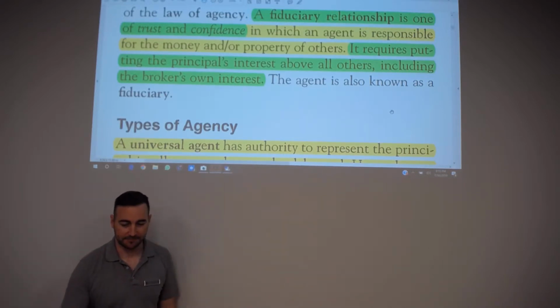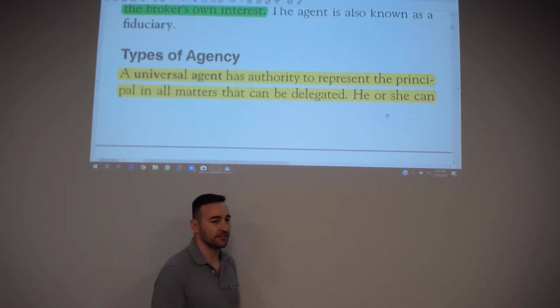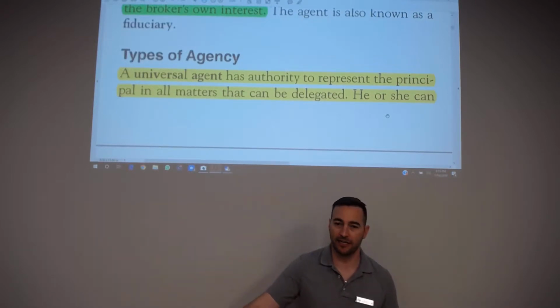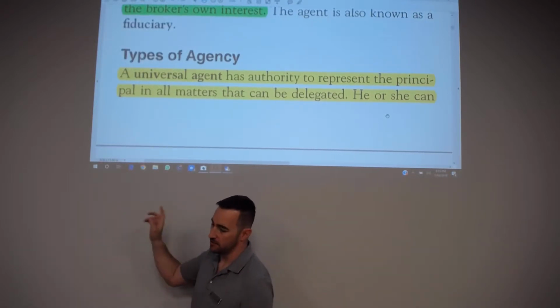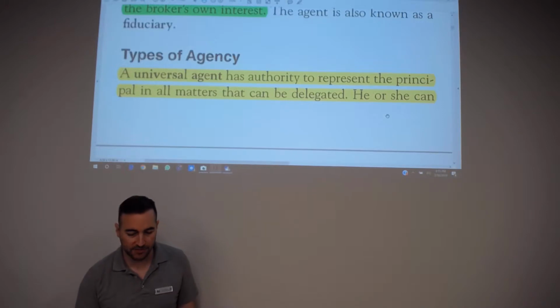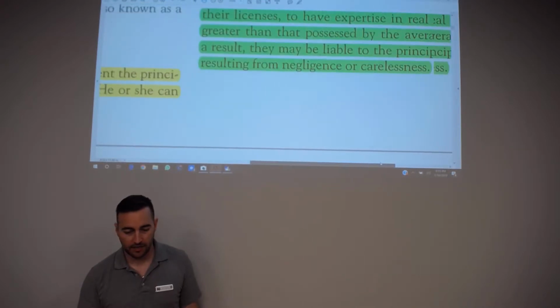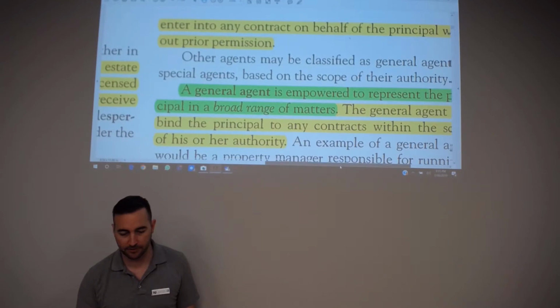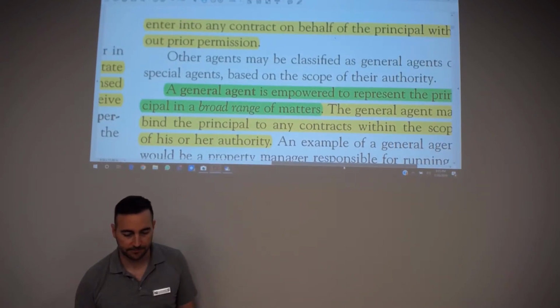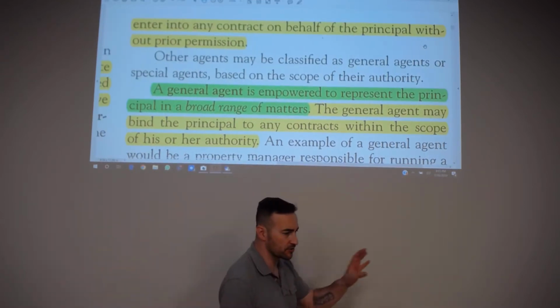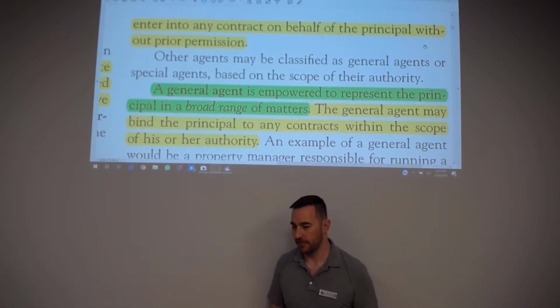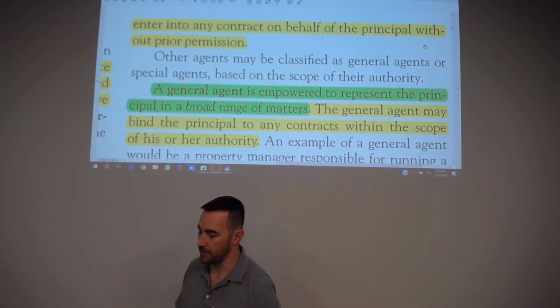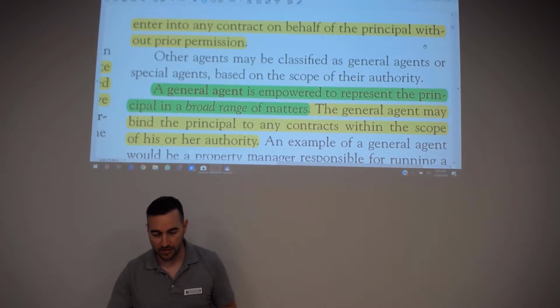Types of agency. There are 3 different types of agency we're going to address. I'm going to have you highlight, and I'll explain in a little bit. A universal agent has the authority to represent the principal in all matters that can be delegated. He or she can enter into any contract on behalf of the principal without prior permission. So a universal agent can enter into any contract on behalf of the principal without prior permission. I'll explain in a second.